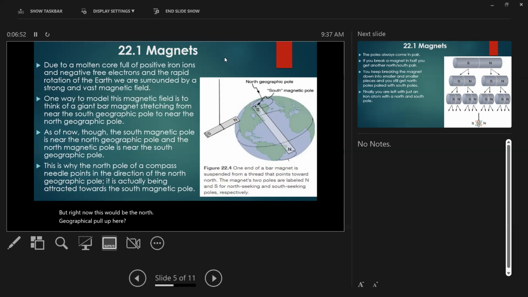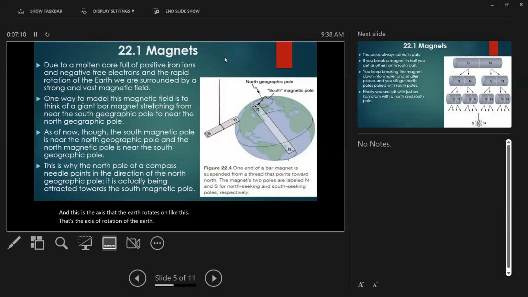North geographical pole here. This would be the south geographical pole. And this is the axis that the Earth rotates on, like this. That's the axis of rotation of the Earth.